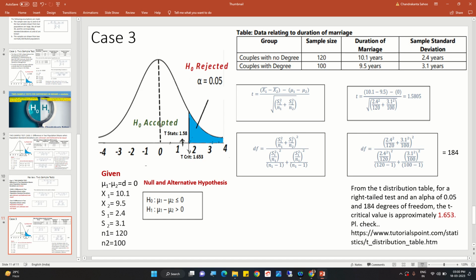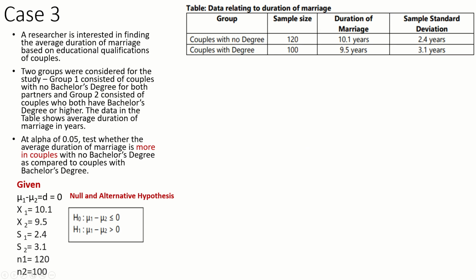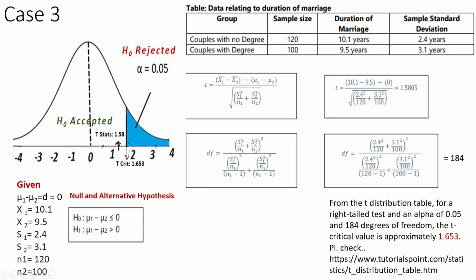Then we can plot it. This is the plot that we have done. This is the t critical, 1.653, and this is the t stat. That means ultimately it falls in the acceptance region. That means we are accepting the null hypothesis. We are not accepting H1, the alternative hypothesis.